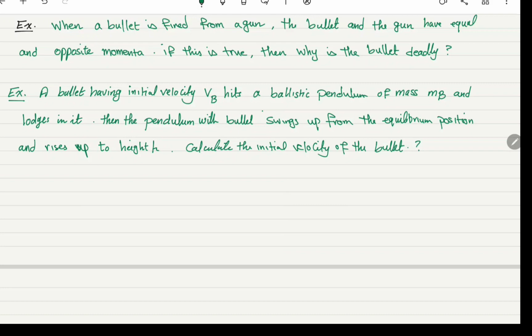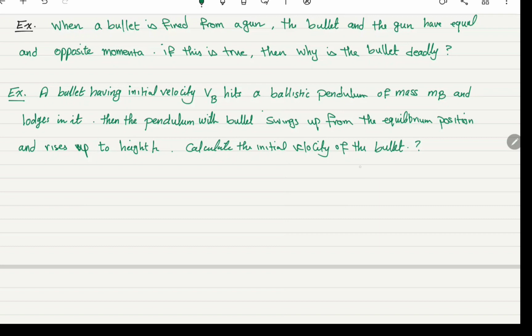A bullet having initial velocity Vb hits a ballistic pendulum of mass mb and lodges in it, sticks inside it. Then the pendulum with the bullet swings up from the equilibrium position and rises up to a height h. Calculate the initial velocity of the bullet. So here's the situation.